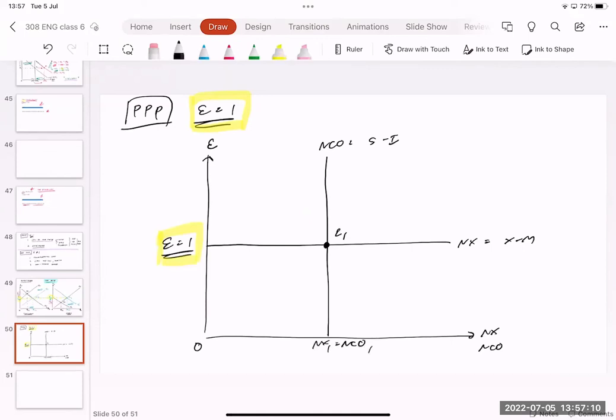So if you have purchasing power parity, if the price between different countries is the same, the NX curve is going to be a horizontal curve. This is what happens.